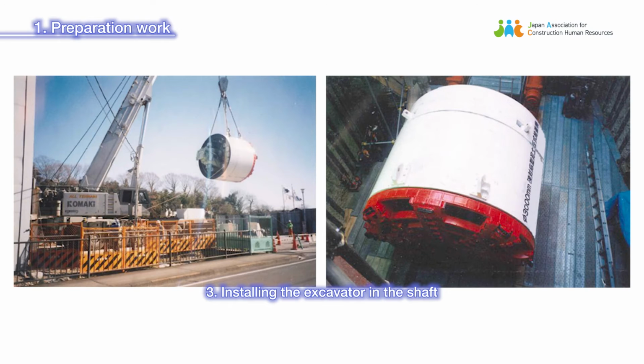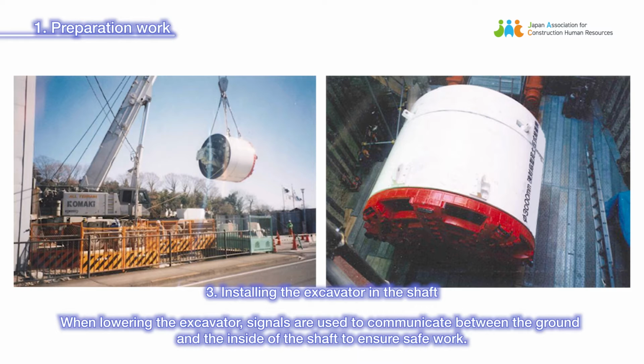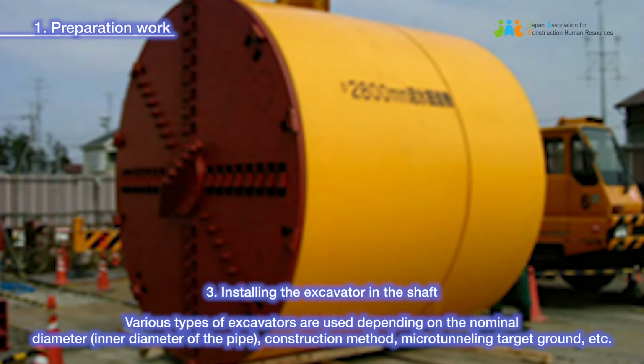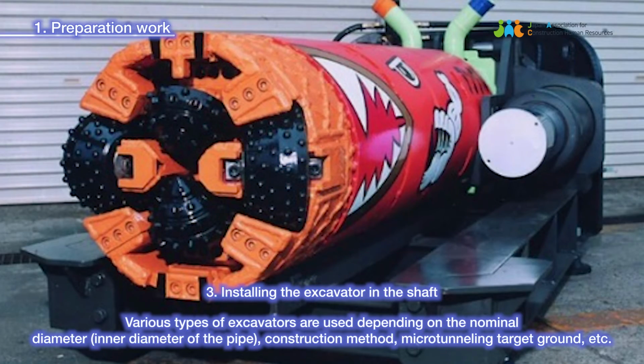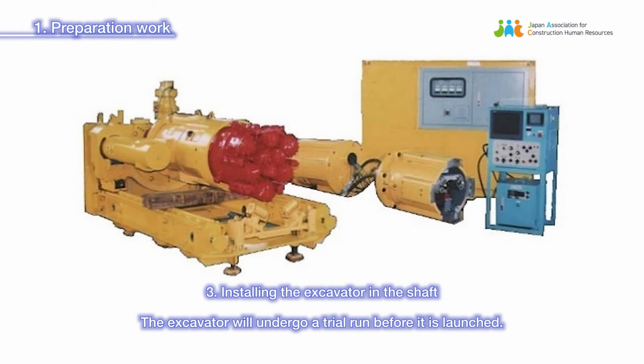3. Installing the excavator in the shaft. Hoisting an excavator requires a skill training course or special education qualification. When lowering the excavator, signals are used to communicate between the ground and the inside of the shaft to ensure safe work. Various types of excavators are used depending on the nominal diameter, inner diameter of the pipe, construction method, microtunneling target ground, etc. The excavator will undergo a trial run before it is launched.